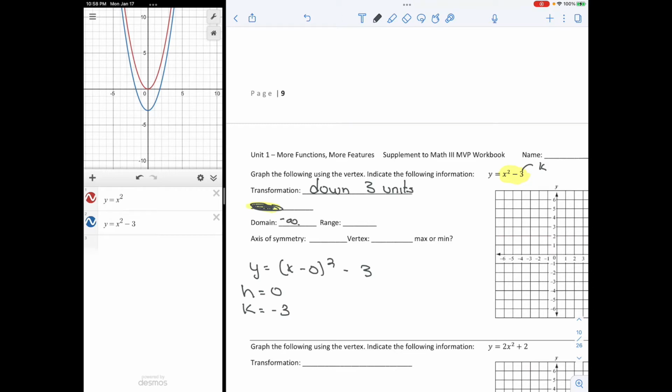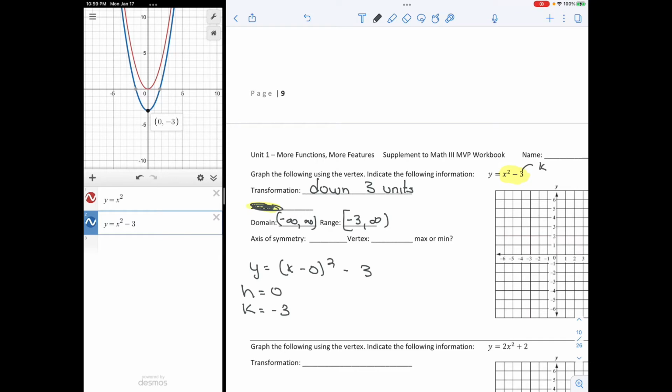What is my domain? Well, my domain is going to be negative infinity to infinity. That's going to be my domain for all of them. What's going to change is my range, because my range will change depending on how it moved up or down. Remember, for a parent function, the range was from 0 to infinity. But for the transform function, my lowest y value is negative 3. So now my range would go from negative 3 to infinity.